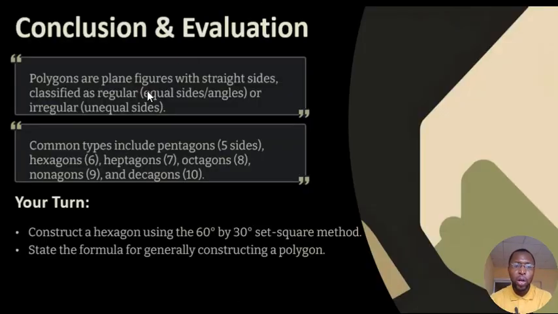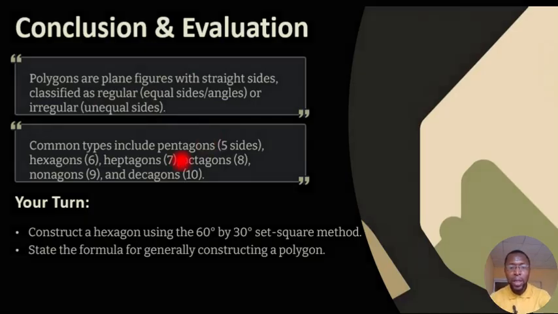So in conclusion, we are saying that polygons are plane figures with straight sides, and they are classified into regular and irregular polygons. We have types of polygons, namely the pentagon that has 5 sides, the hexagon, the heptagon with 7 sides, octagon, nonagon, and decagon. So your assignment is to construct the hexagon using the 60° by 30° set square method, and also state the formula for generally constructing a polygon.